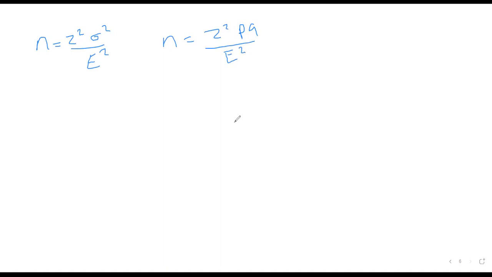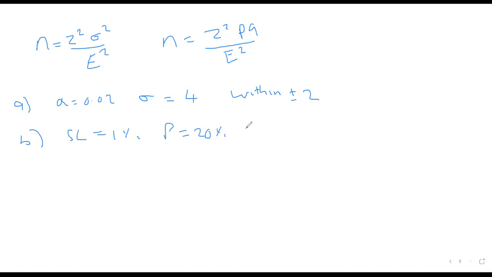So the examiner will ask you, find the sample size given alpha is 0.02. Standard deviation would be 4. Error will be within plus or minus 2. Then the second part is given our level of significance, which is 1%, and our P is 20%, and our error is within plus or minus 4%.